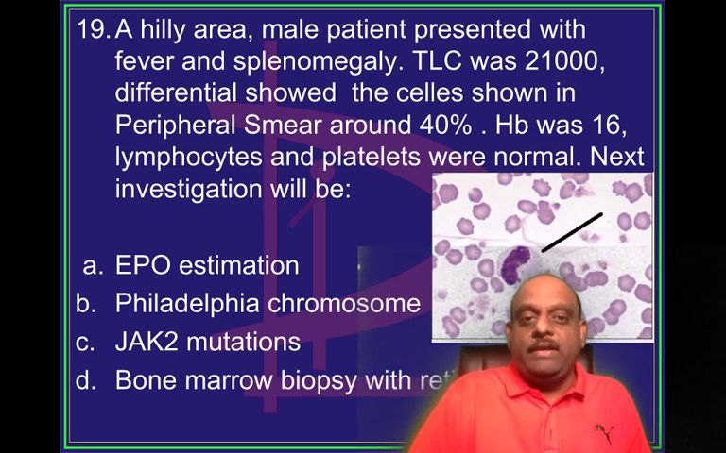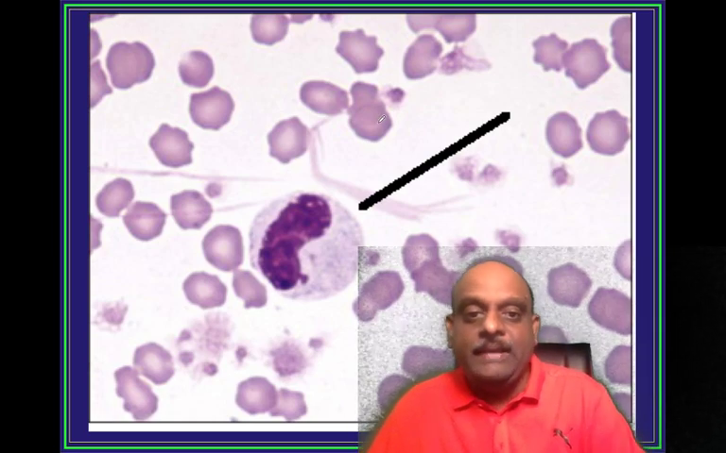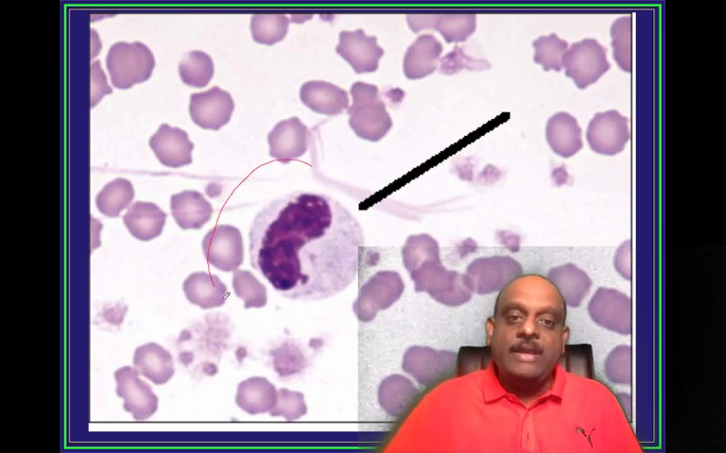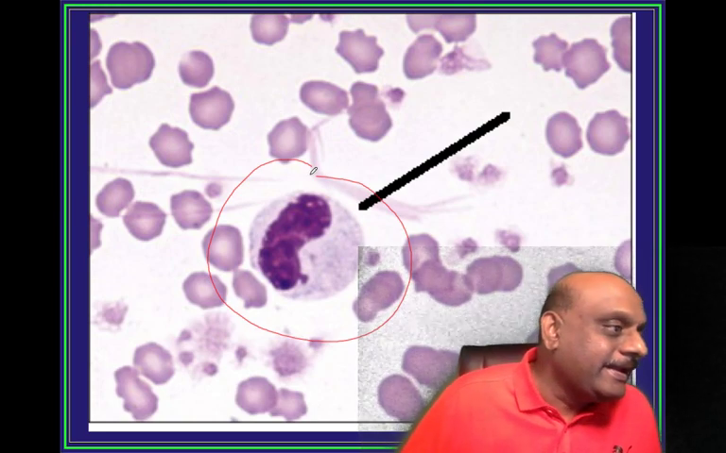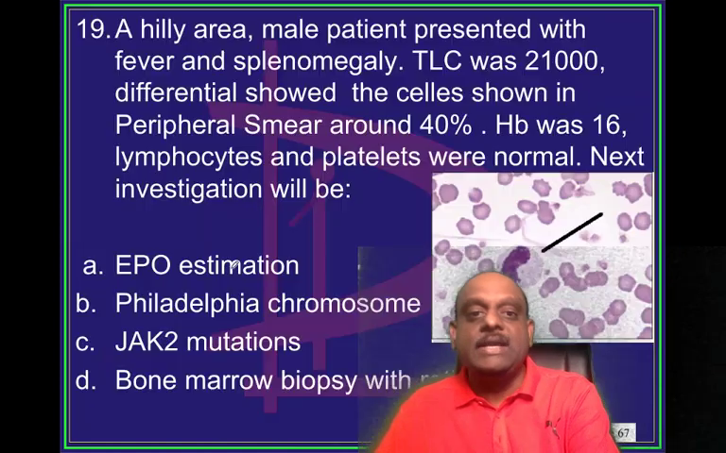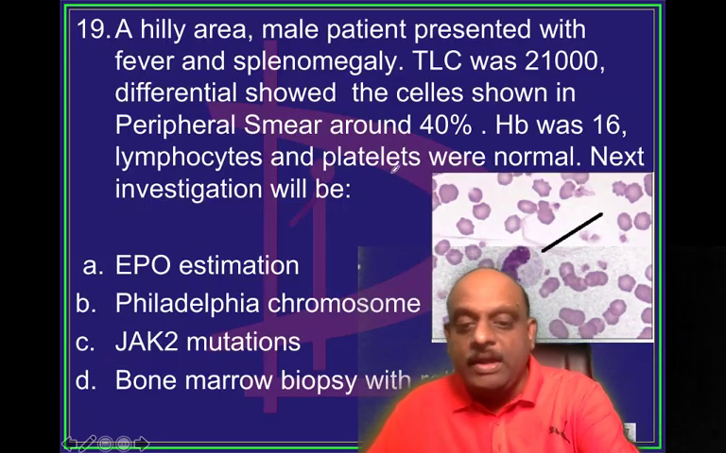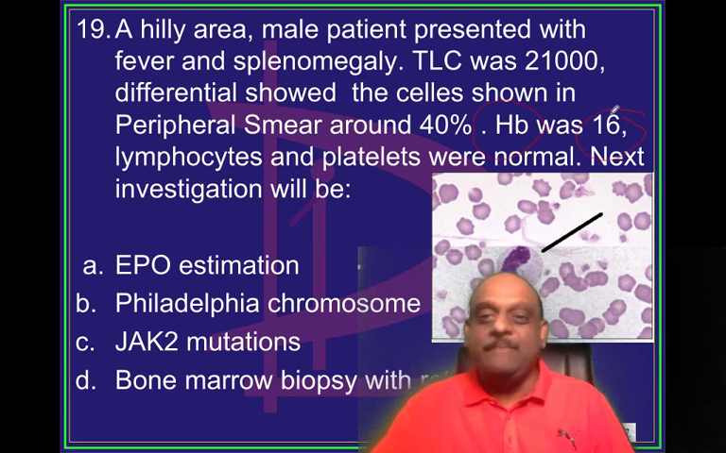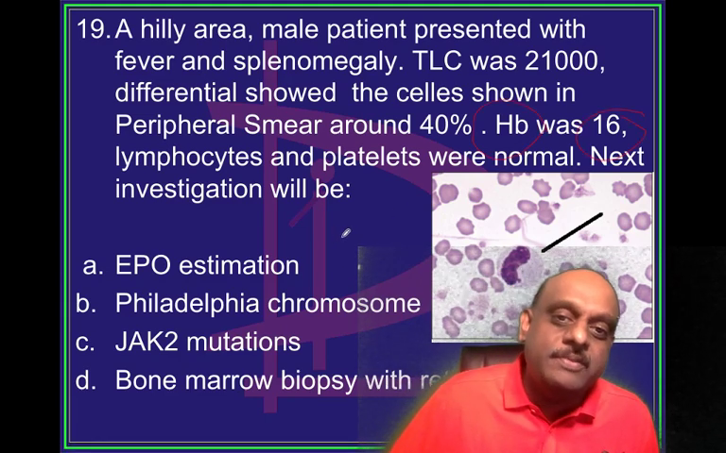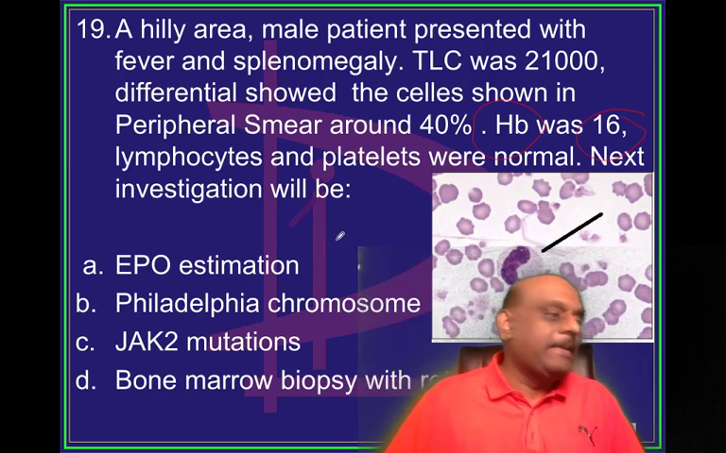Ritu is proposing erythropoietin estimation. Absolutely right. So what do you see in this peripheral smear? What you are able to see? These are metamyelocytes, doctor. So, these are the metamyelocytes. Metamyelocytes, along with a high TLC count and the hemoglobin being 16, point the diagnosis towards polycythemia rubra, is what you have to basically remember.